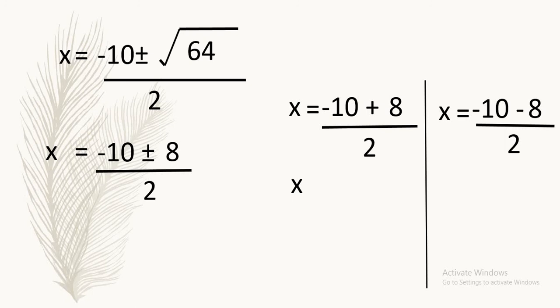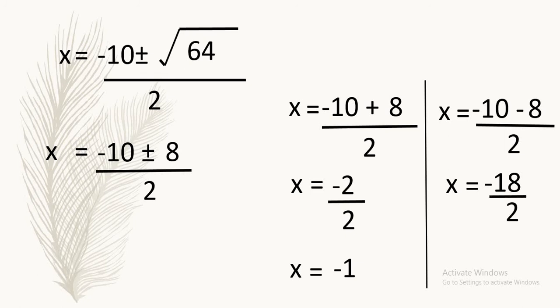Negative 10 plus 8 is negative 2, all over 2. So negative 2 all over 2 is negative 1. Next, negative 10 minus 8 all over 2. Let us simplify the numerator. Negative 10 minus 8 is negative 18 all over 2. So we came up with x is equal to negative 9.